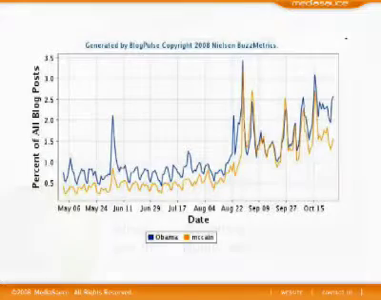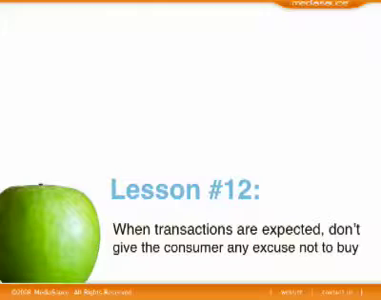The final lesson: when transactions are expected, don't give the consumer any reason not to buy. How did that happen for the Obama campaign? Simple. Their whole focus was developing a database, knowing who you were, knowing where you live, knowing what precinct you were going to vote in, and understanding if you had voted or not. The other thing they did was they made sure that if you had an opportunity to vote early or buy early, you could do so.